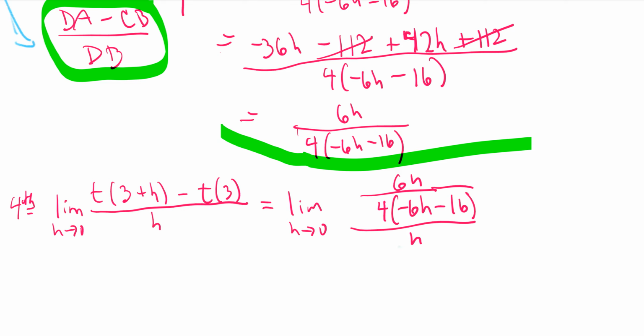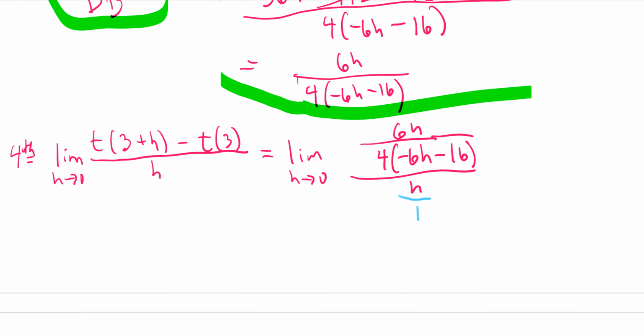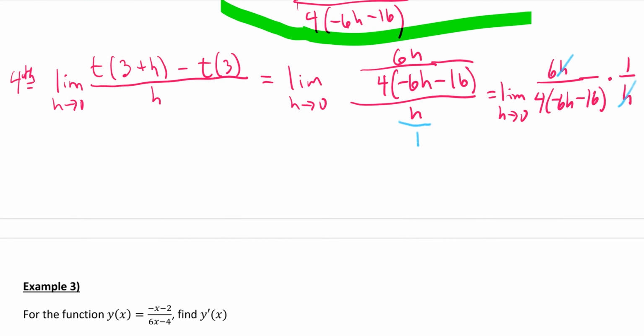And then similar to example 1, we're going to want to do keep change flip. So I've put the h over 1 to create a complex fraction, and then we'll have the limit as h goes to 0 of 6h over 4 times negative 6h minus 16 times 1 over h. Keep change flip. And then the nice thing we can do there, which is a small thing in a way, but it's absolutely key, is cancel the h.